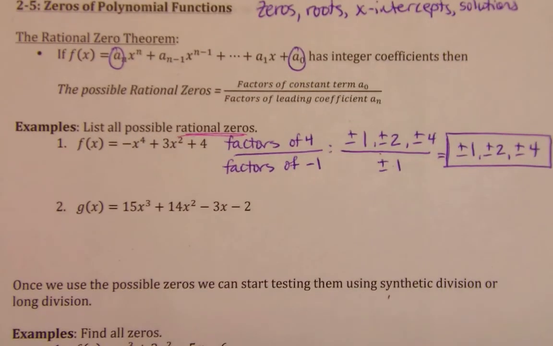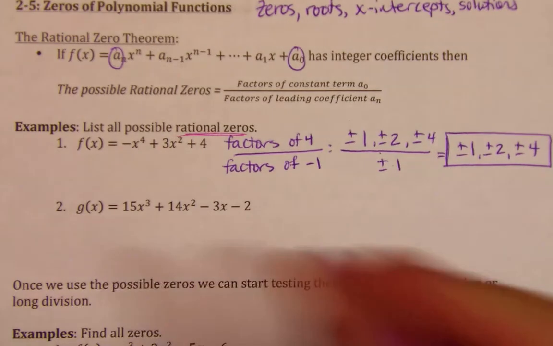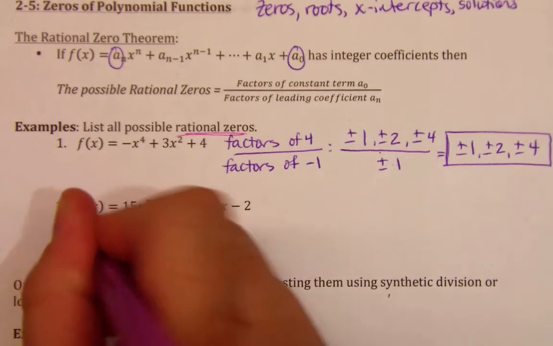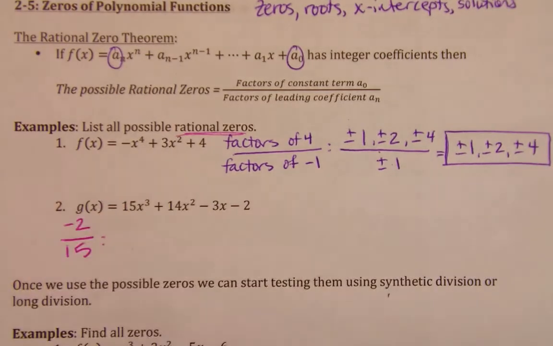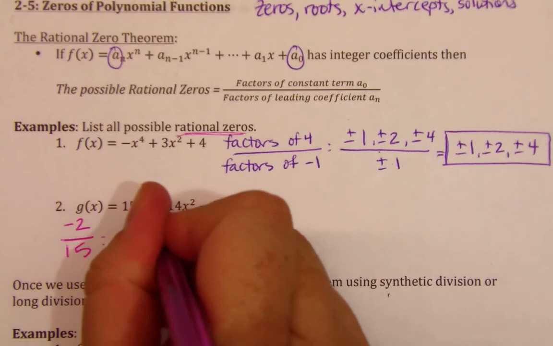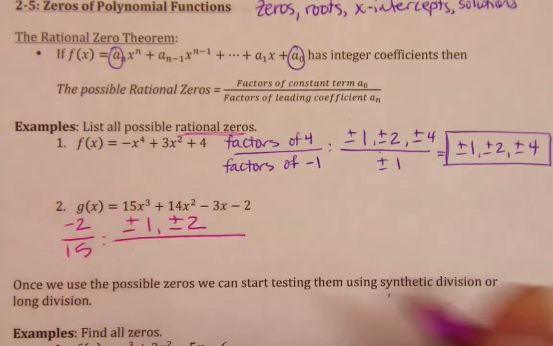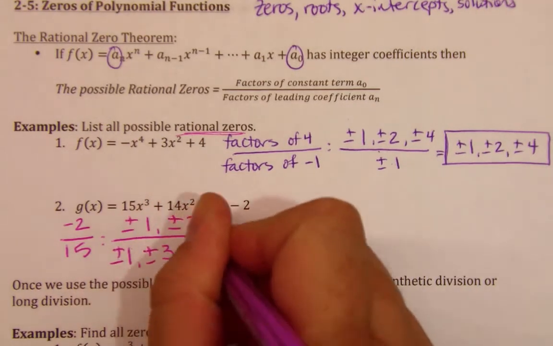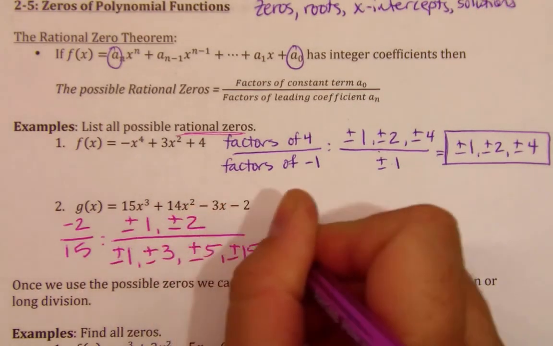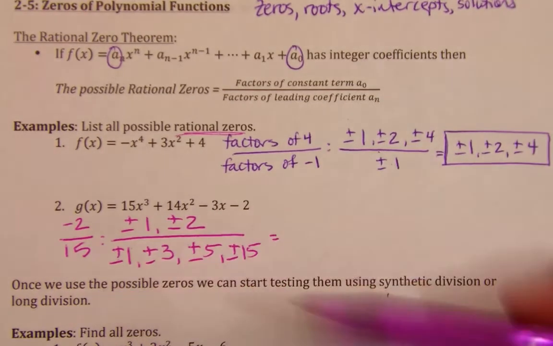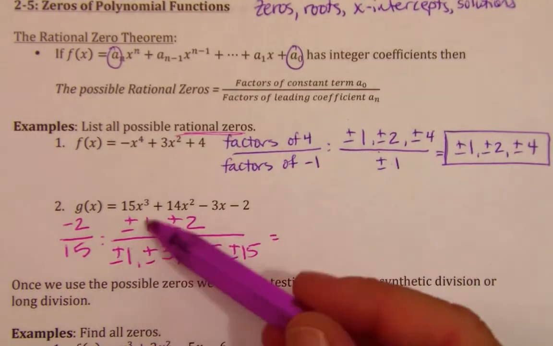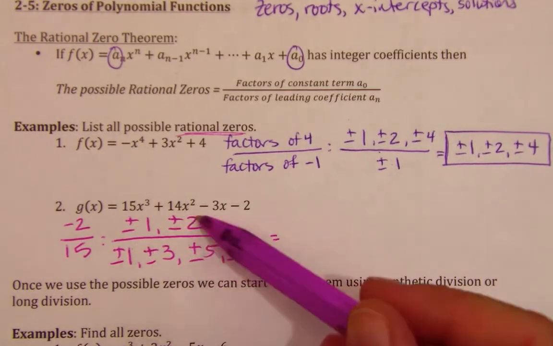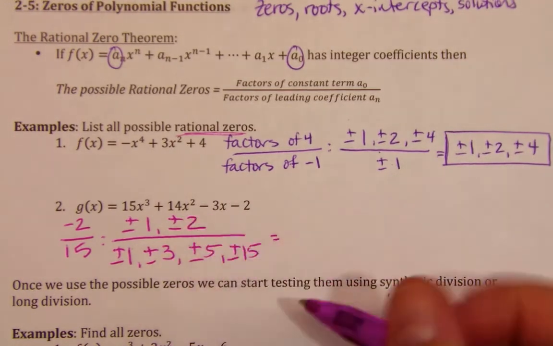Now looking at the next example here, we want to look at the factors of -2 and the factors of 15. So in this case, we've got plus or minus 1, plus or minus 2. And then on bottom, we've got plus or minus 1, plus or minus 3, plus or minus 5, plus or minus 15. And we need to create every possible combination here. So we have 1 over 1, 1 over 3, 1 over 5, 1 over 15. And then we have 2 over 1, 2 over 3, 2 over 5, 2 over 15.